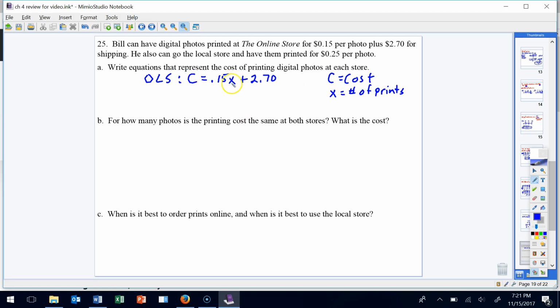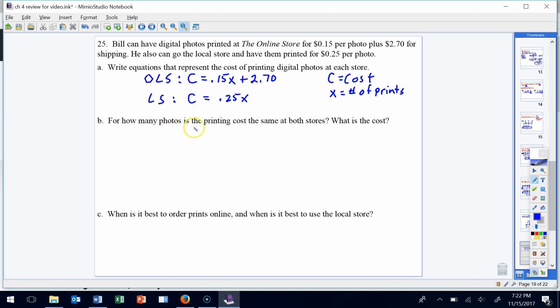Okay, so the cost really is going to depend. Remember, we call this the dependent variable, and this is independent. We input a number of prints in order to determine the output, which is cost. So the cost is really dependent upon how many prints we have. All right, so the local store, the cost there is just going to be 25 cents for every print. So that is your answer for letter A. These are the two equations that represent the cost of printing photos at each store.